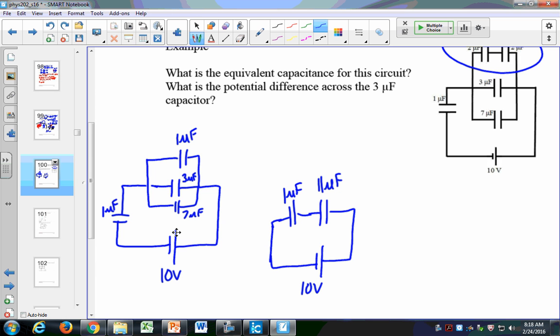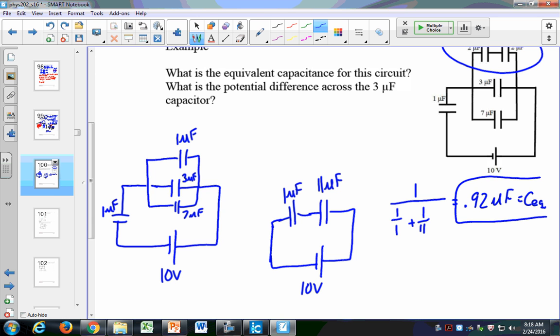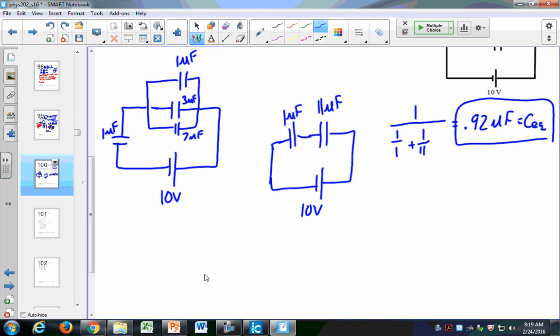And then I find the equivalent of that. This does not work out right. That works out to be 0.92. I think. Let's see. Yeah, 0.92. 11/12 or 0.92 microfarads. So that's my equivalent capacitance. This one is a little bit simpler than you'll see on the test. We'll work through some that are like on the test in just a bit. Okay, that's my equivalent capacitance.